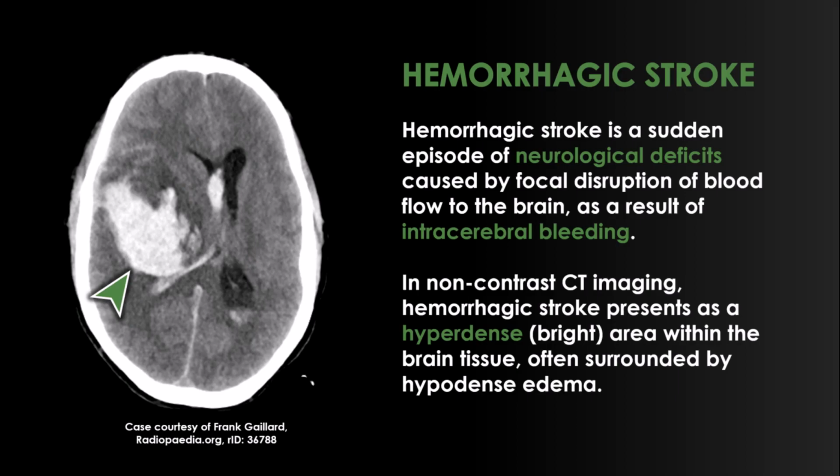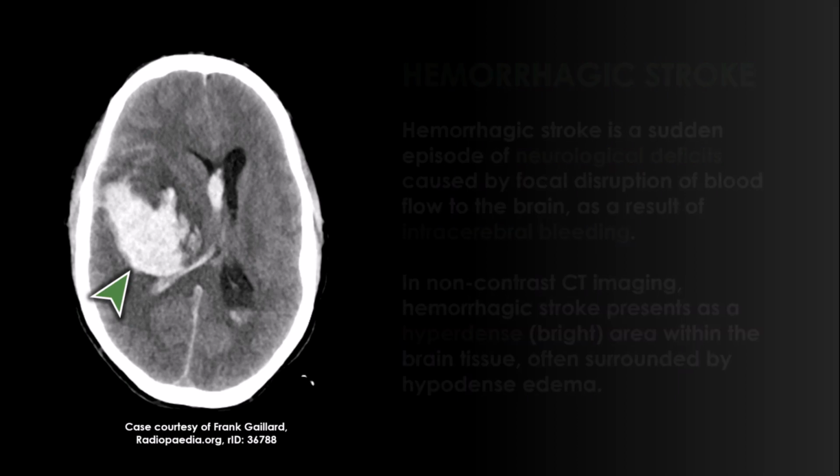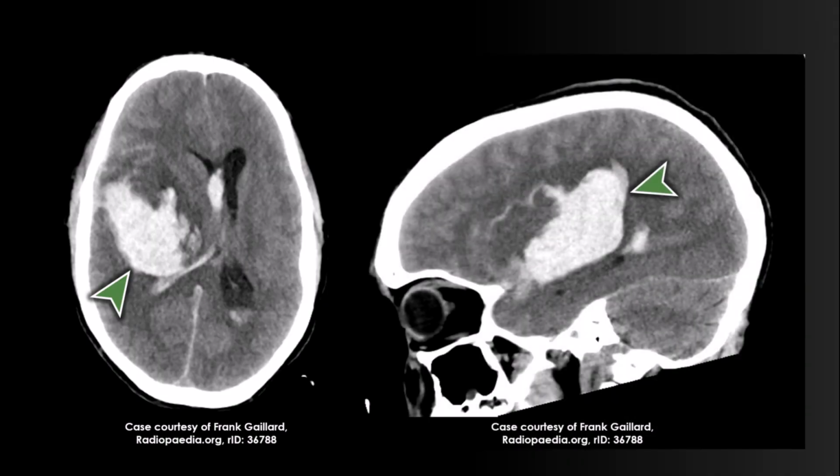We can see the same hemorrhagic stroke in the sagittal plane. The hematoma is quite large. It's also surrounded by a region of edema. That's fluid accumulation that appears relatively dark compared to healthy brain matter.